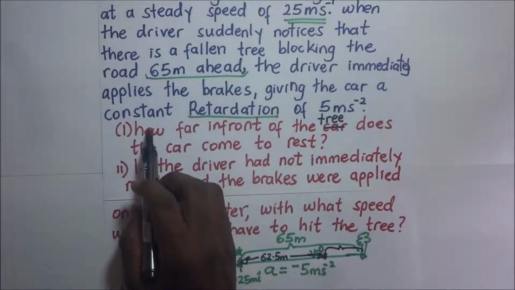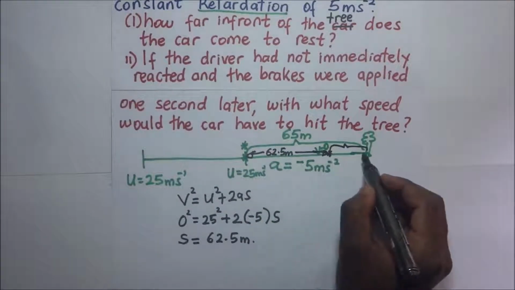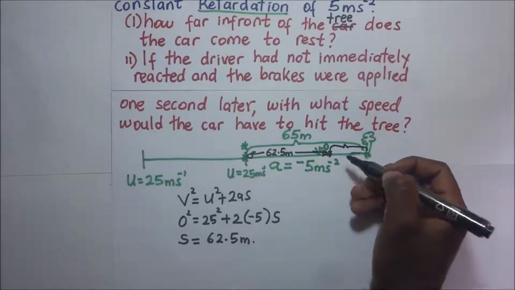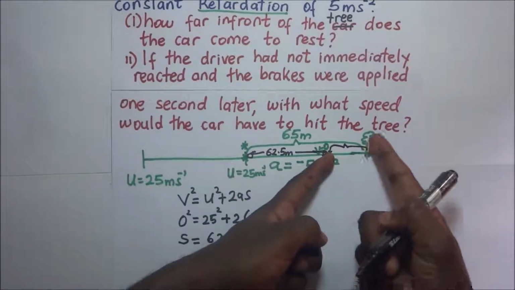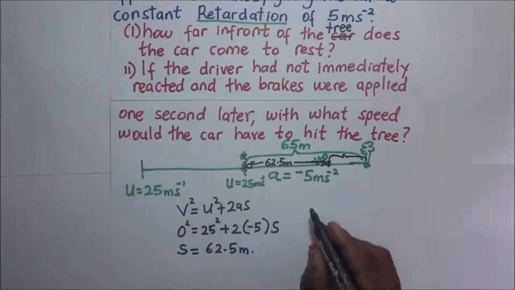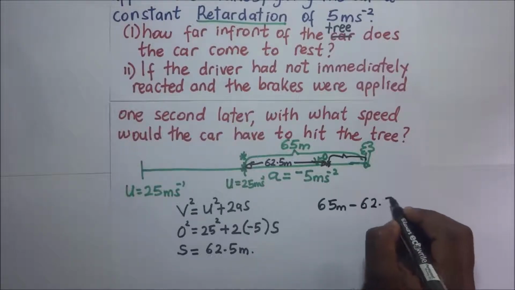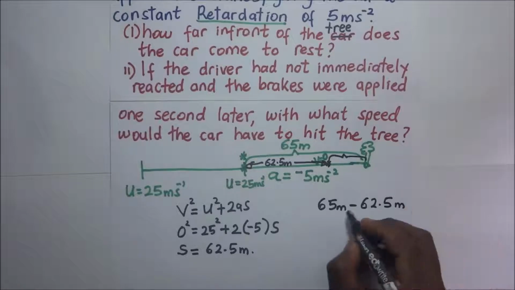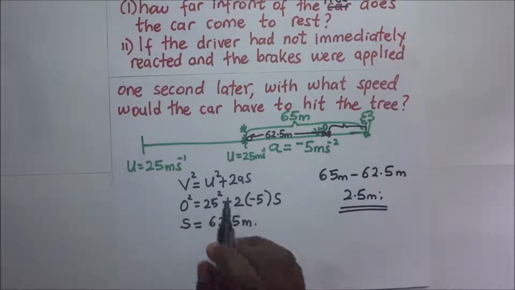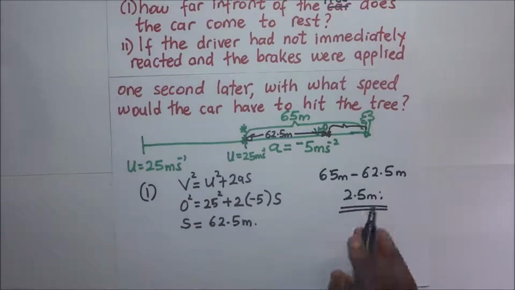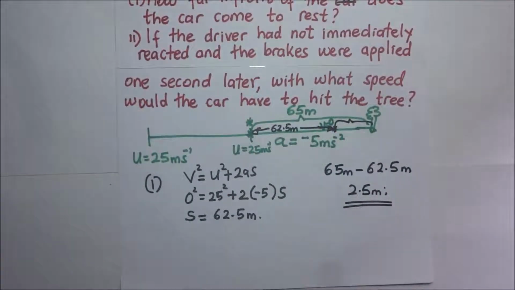But the question is asking how far in front of the tree does the car come to rest? It means we are interested in this remaining distance in front of the tree. So the answer is going to be 65 meters minus 62.5 meters, to be able to answer Roman 1. Definitely our answer is going to be 2.5 meters. So for Roman 1, how far does he come to rest in front of the tree? The answer is 2.5 meters.